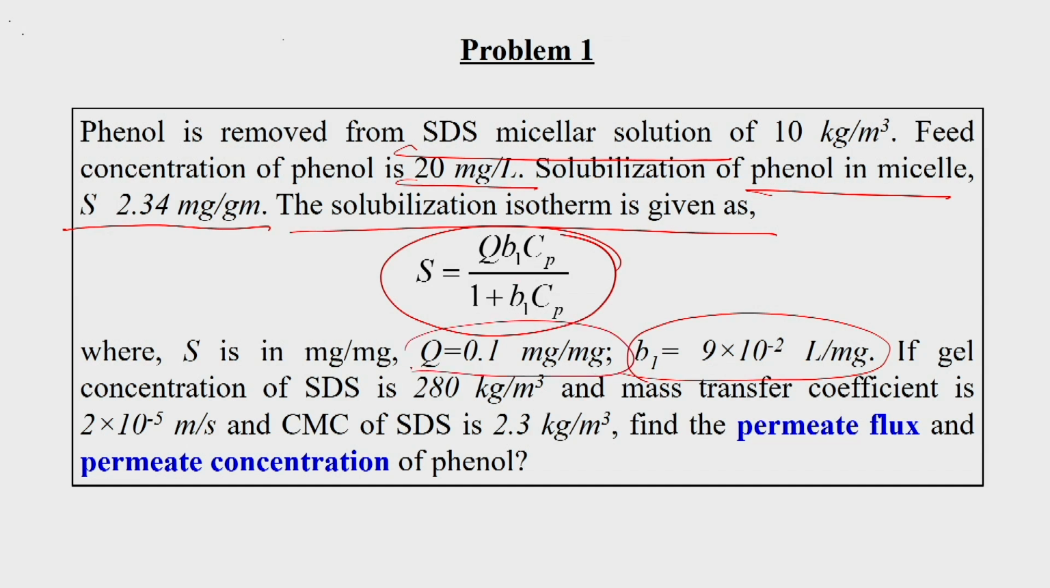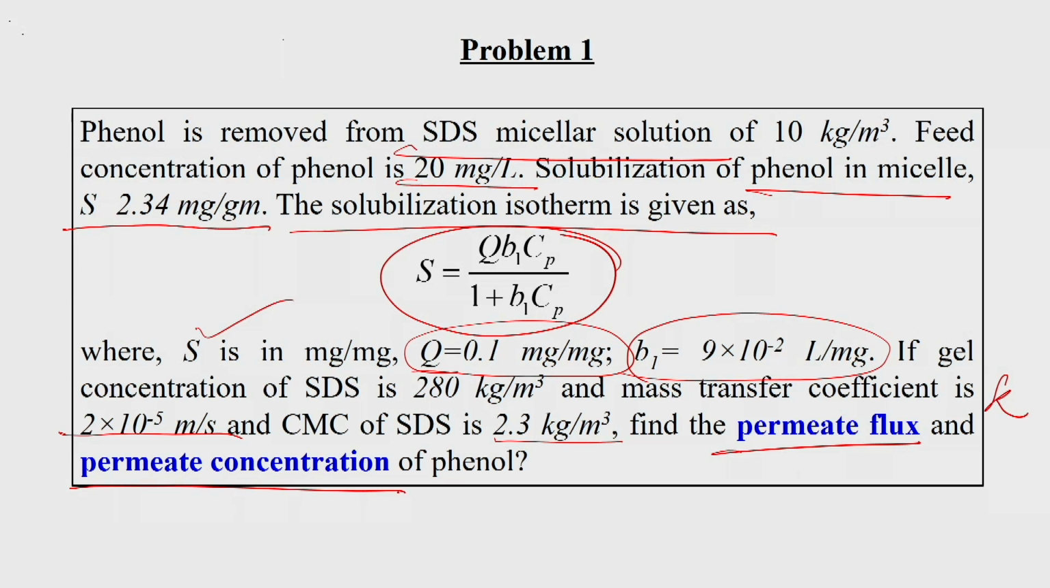and Q is the solubilization capacity, S is the isotherm, and Cp is the solute concentration in the permeate. So, that Cp is 2.3 kg per meter cube, and mass transfer coefficient K is 2.5 into 10 to the minus 5 meter per second. Okay. Now, we need to find the permeate flux value and the permeate concentration of the phenol.